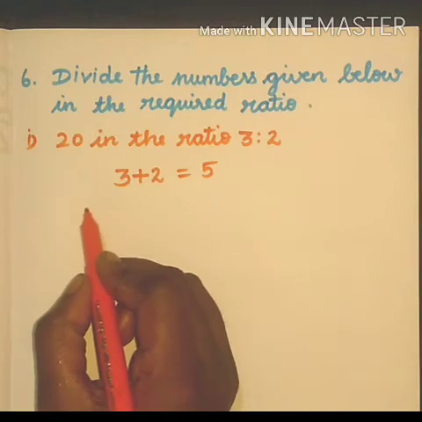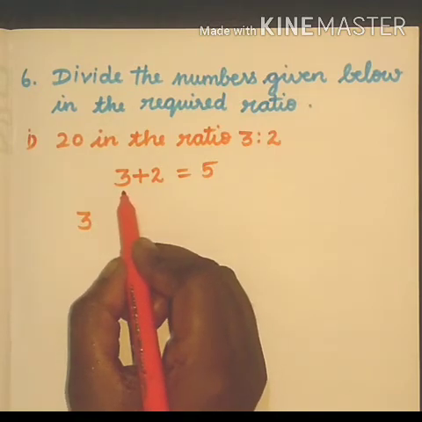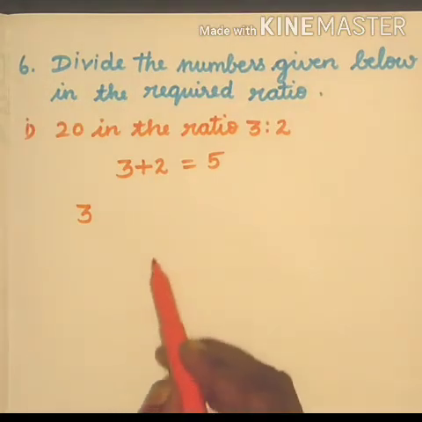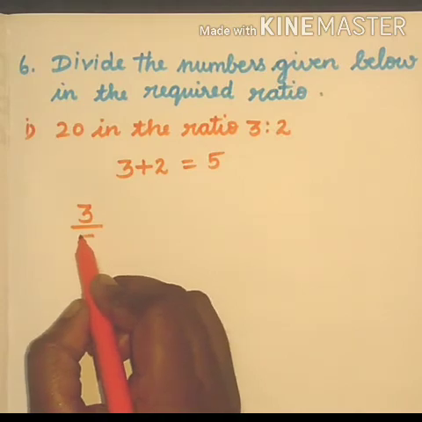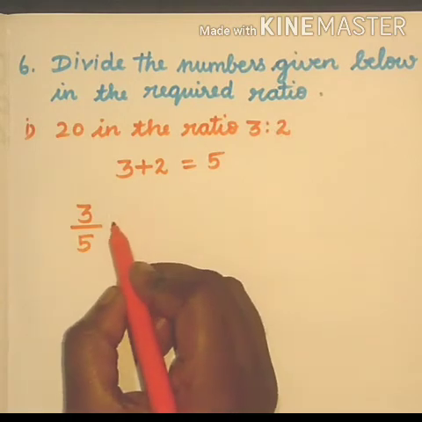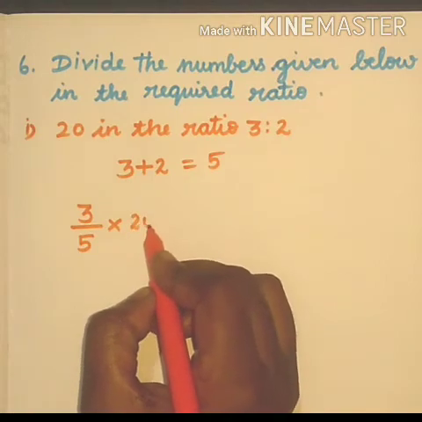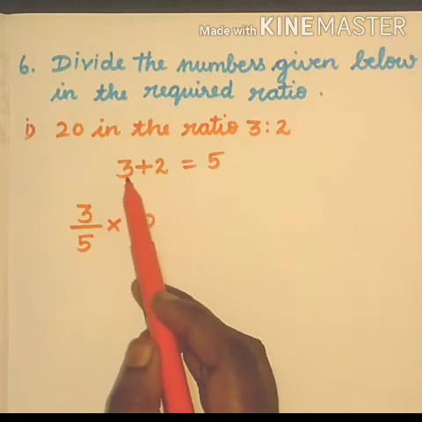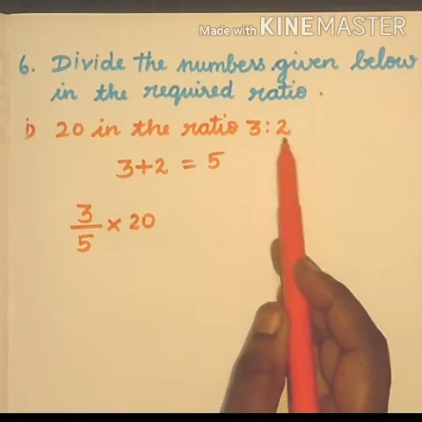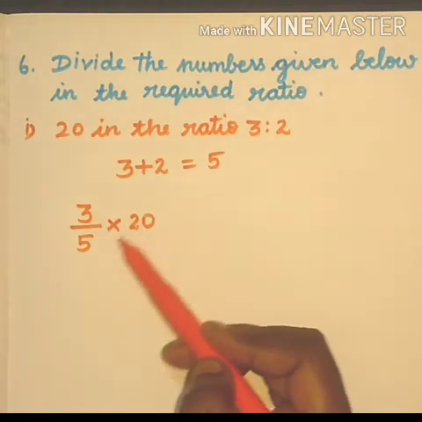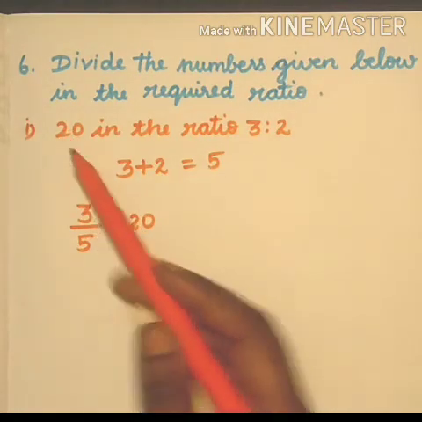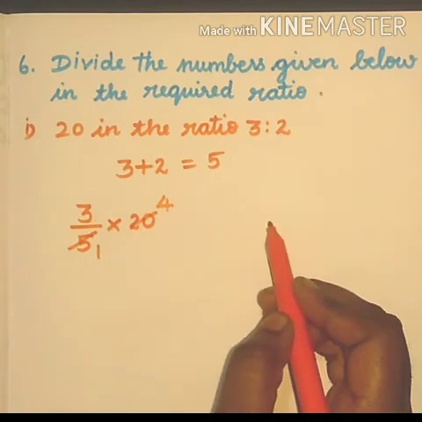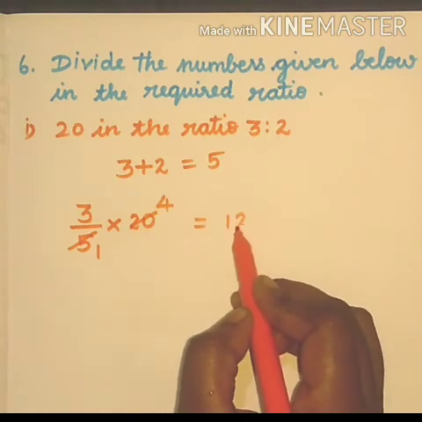First you have to write 3 in the numerator. Here 3 parts plus 2 parts equal to 5 parts. So first you have to write 3 in the place of numerator and the total parts in the denominator. Then multiply the whole part, that is 20. Students, you understand now? First you have to write 3 in the numerator, the given term in the ratio 3:2. Then the total parts in denominator into 20. Then cancel the term. 5 1s are 5, 5 4s are 20. So 3 4s are 12.